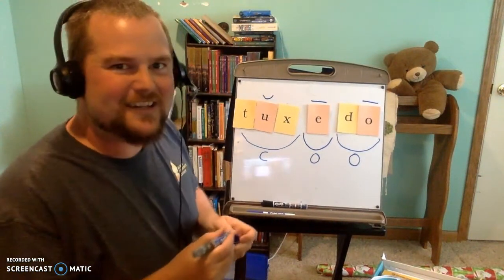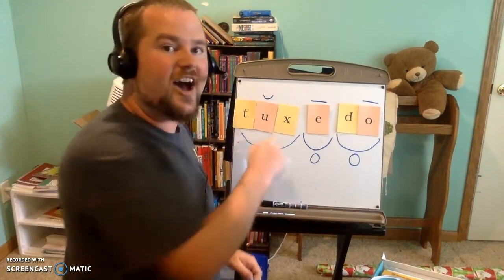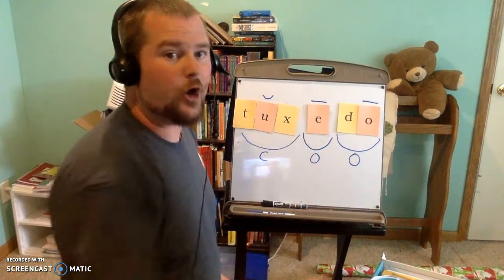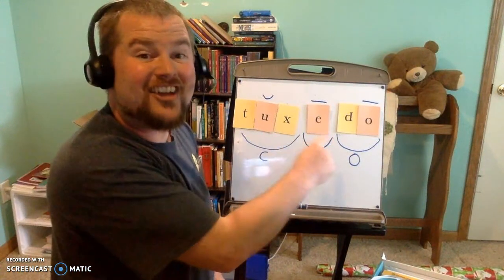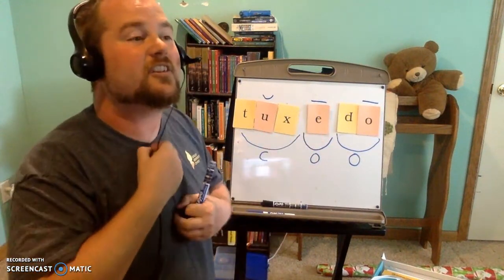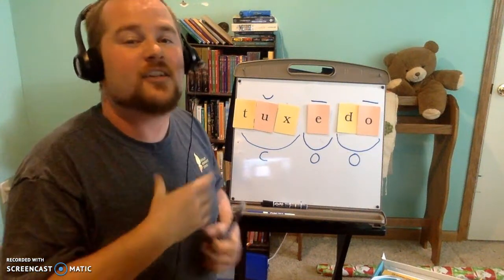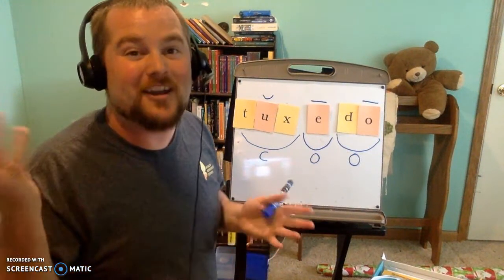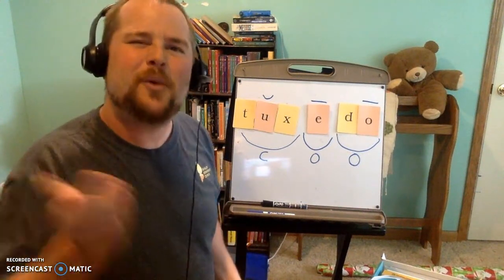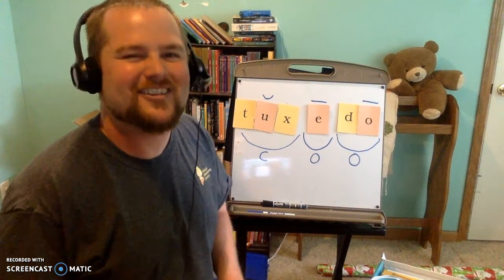So now we can read this word. We have tux, E, do. Tuxedo. Yes, a tuxedo is a very nice looking outfit with a tie. It's what guys wear to weddings and stuff, and they look really nice. Penguins also look like they're wearing tuxedos.